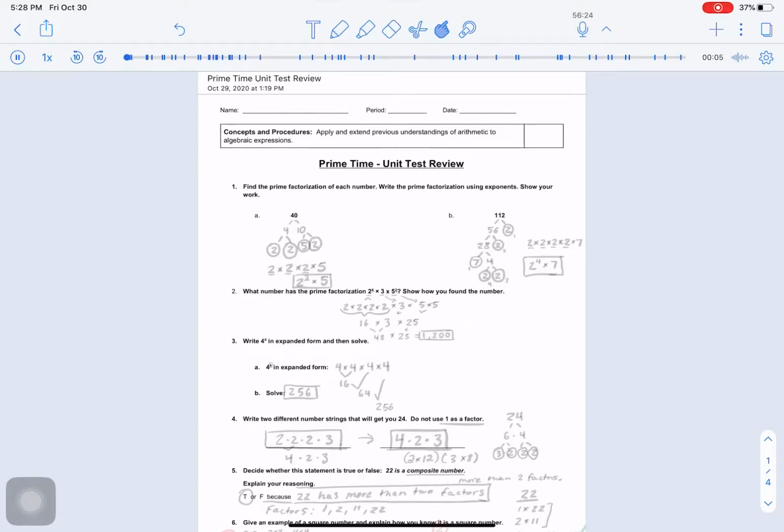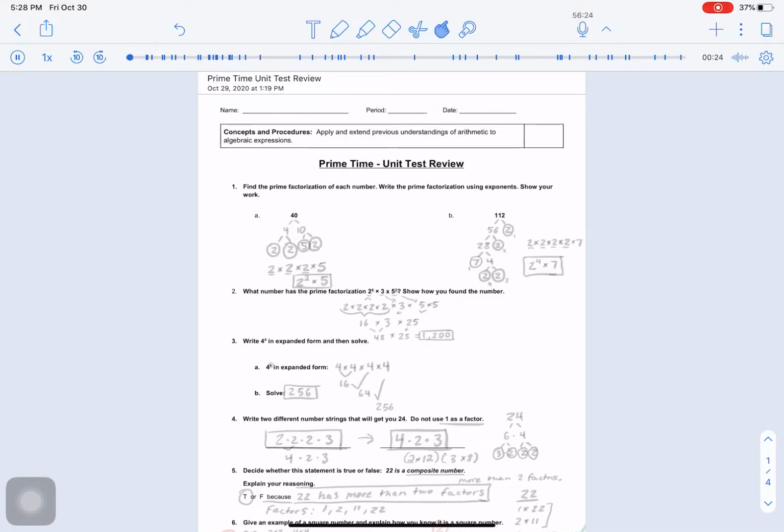I know everyone was expected to either do this in class or complete it at home, so if you would like to, get your unit test out or get the review out. We're going to go over the answers. Pause when you need to, replay anything that you found to be difficult, and we're going to get started.